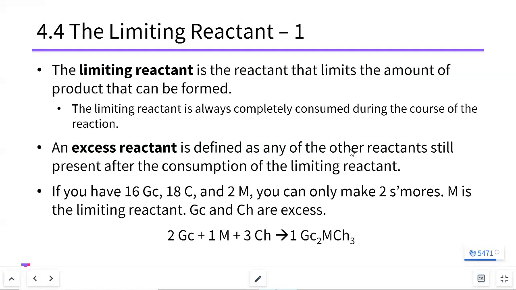Wednesday, we started to scratch at this idea of the limiting reactant. Let's look at it a little bit more concretely. A limiting reactant is a reactant that ultimately limits how much product is made. It does so because in that process, the limiting reactant is completely consumed. It's all used up. Any reactant that does not get fully used up is considered to be in excess. Excess reactants are reactants where, after the reaction is over, there is still stuff left over.